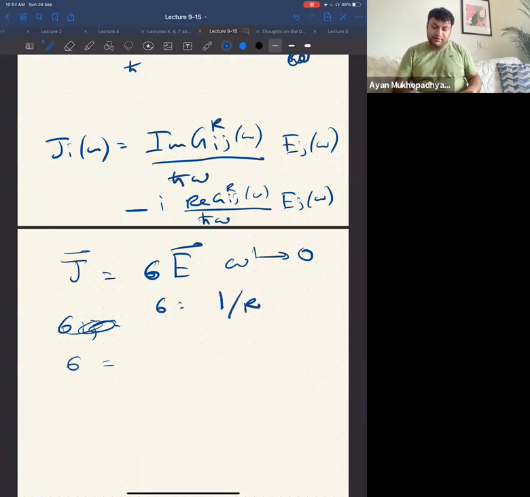So you can write this is basically Ohm's law, nothing but Ohm's law, because this is the 1 over R, and electric field is nothing but V by the distance, right? V by d. And J is basically the current density, and so this gives you I is equal to V by R. This is nothing but Ohm's law, and so sigma, the conductivity, which is 1 over the resistance, is simply the limit omega goes to 0 of the imaginary part of G R i j of omega by H bar omega.